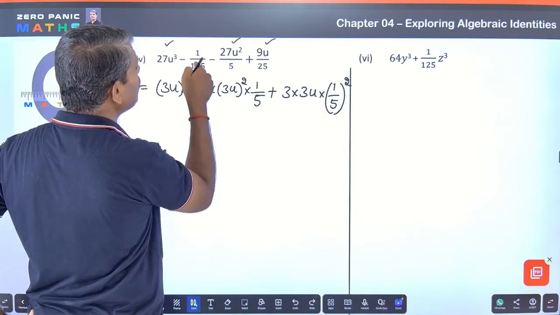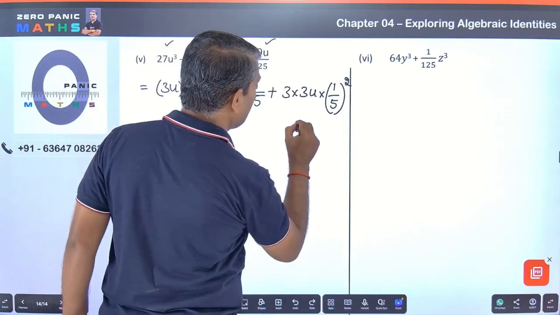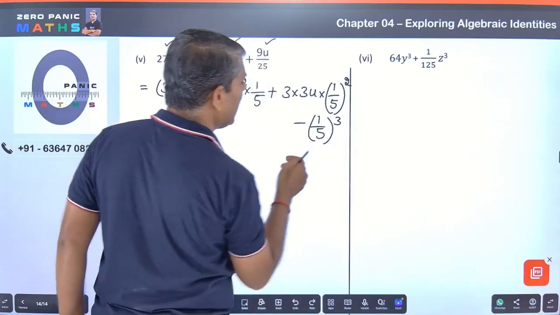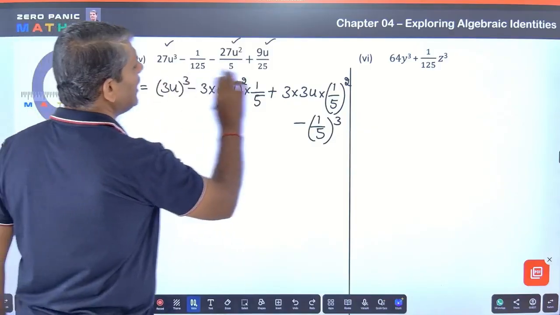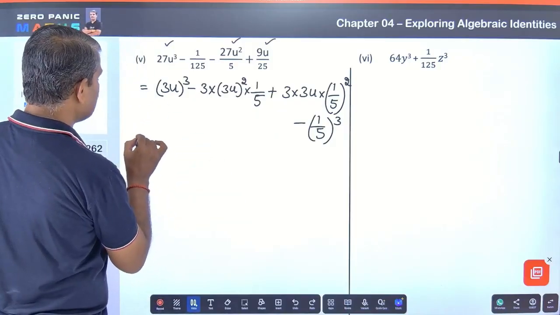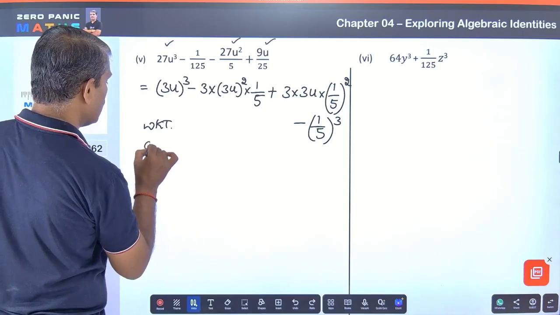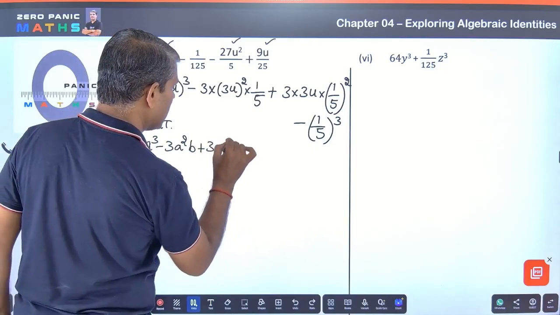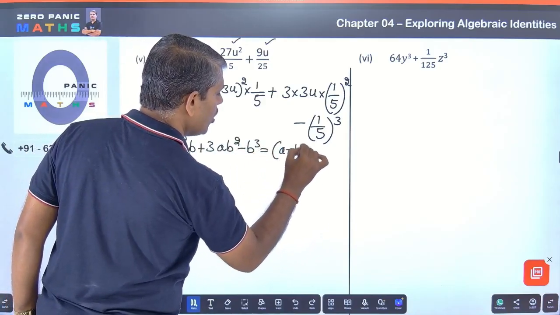So finally this should be my b cube, right? And also it is with minus symbol. So finally I will write this as minus b cube, that is 1 by 5 cube, and it gives me 5 cube as 1 by 25. That's all. So we have written it in the expanded version of a minus b whole cube. Okay, so you can write that also, that a cube minus 3a square b, this is the term we have expanded, right? Plus 3ab square minus b cube is equal to a minus b whole cube.